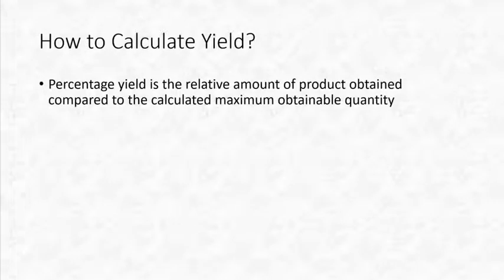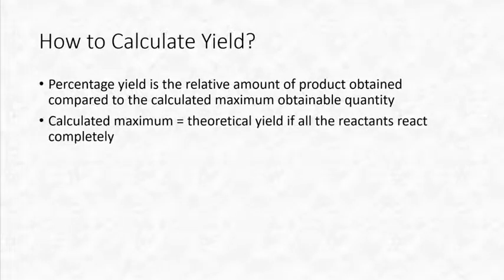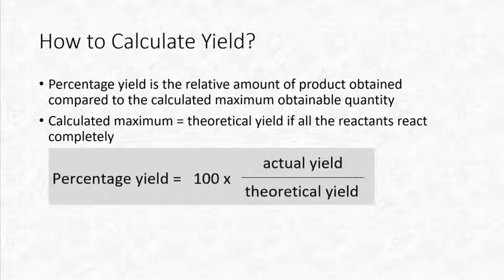So how do we calculate it? Well, percentage yield is, as we mentioned, the relative amount of product obtained compared to the calculated maximum. So firstly, we calculate the maximum. That's the theoretical yield if all the reactants react completely. And this is our equation for that. So percentage yield is the actual yield divided by the theoretical yield times 100. The 100 is just to make it a percentage. So it's the actual yield divided by the theoretical yield times 100.